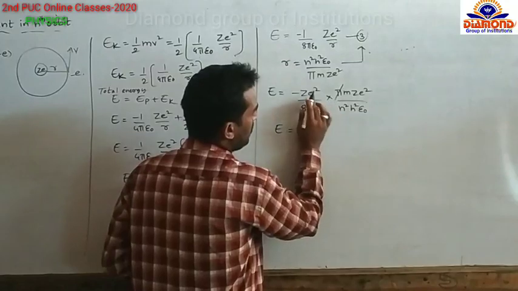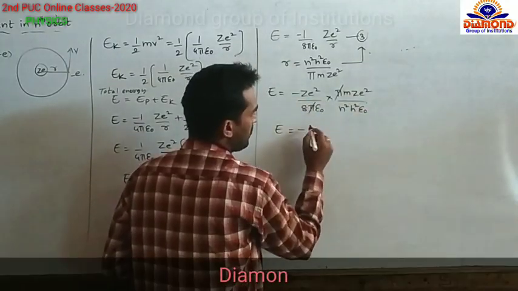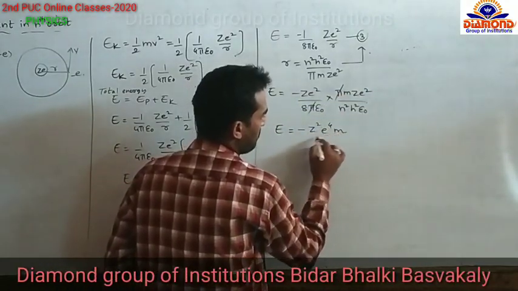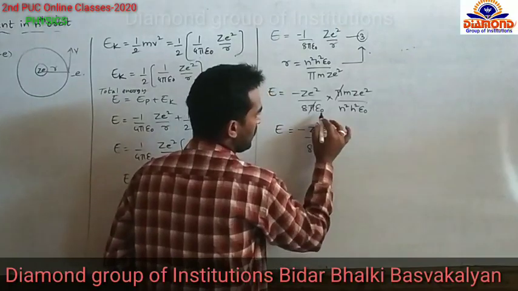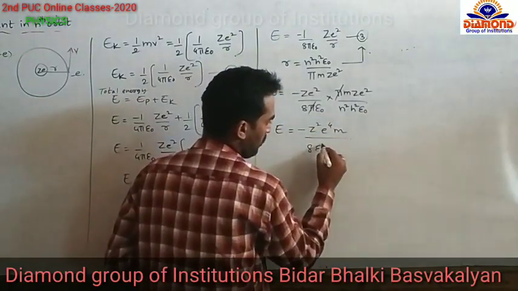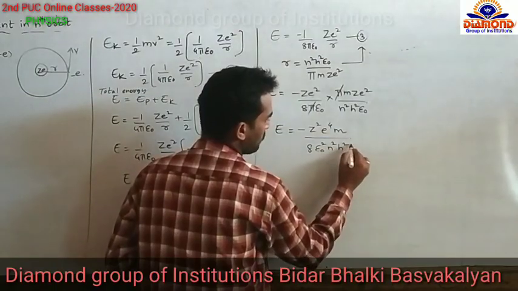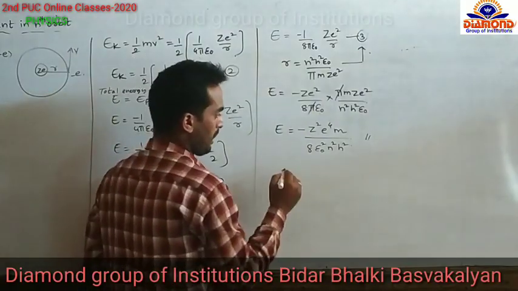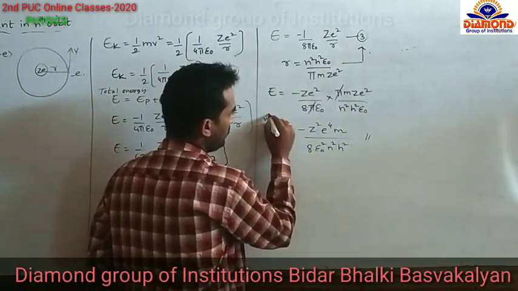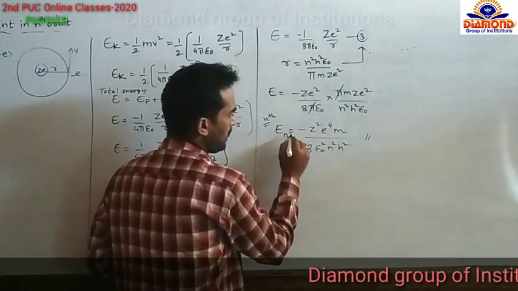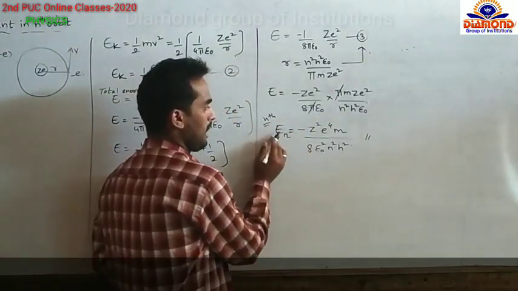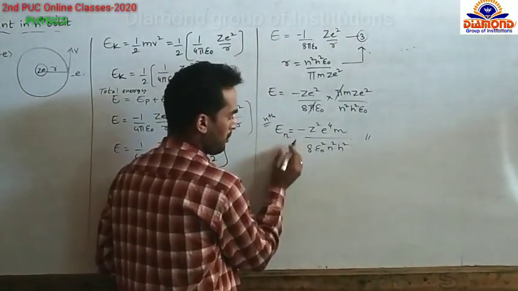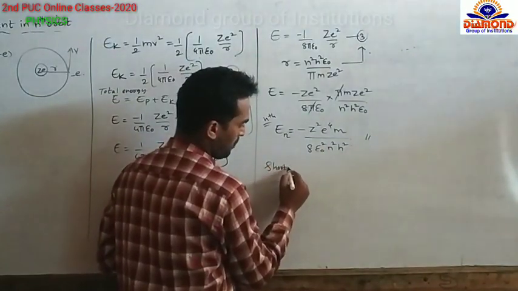So then minus as it is, Z into Z becomes Z square, e power 2 into e power 2 becomes e power 4 into m by 8 as it is, epsilon naught into epsilon naught becomes epsilon naught square n square into h square. So this is the expression for total energy, and if you want to write the expression for nth orbit, then you can write simply here n. So this is the expression for total energy of an electron present in which orbit? Nth orbit.